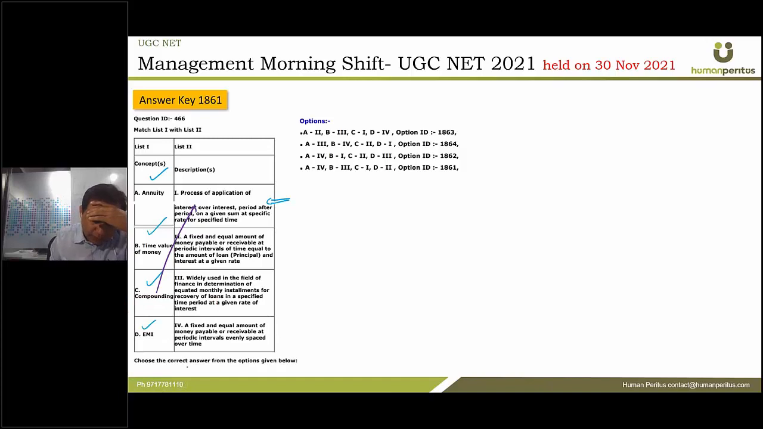Then what else do we have? Time value of money. What is time value of money? Widely used in the field of finance for determination of monthly installment for recovery of loan in a specified time period at a given rate of interest. So this becomes your time value of money.